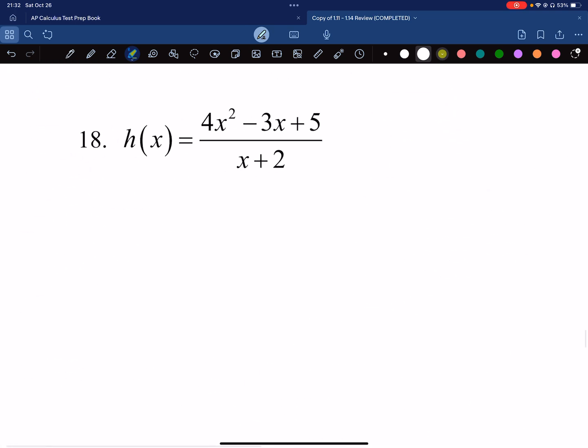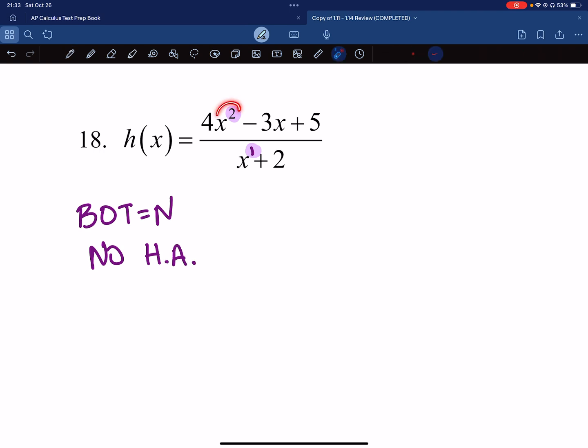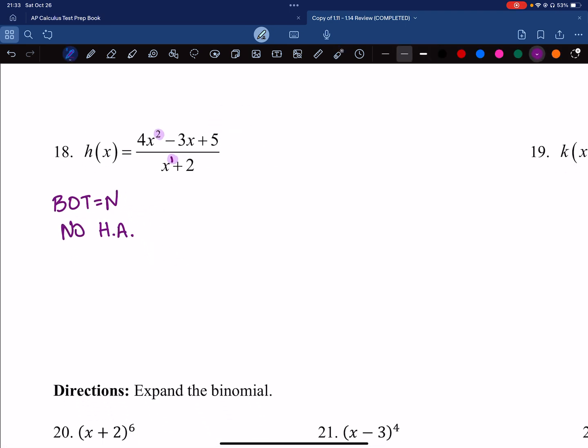Looking at the next one, I see that I have a degree of 2 on top. I have a degree of 1 on bottom, even though it's not written. So this tells me that this is bigger on top. So there is no horizontal asymptote. But is my top exactly 1 degree bigger than my bottom? And yes, that is the case. So there can be a slant. So to figure out the slant asymptote, we have to perform long division.